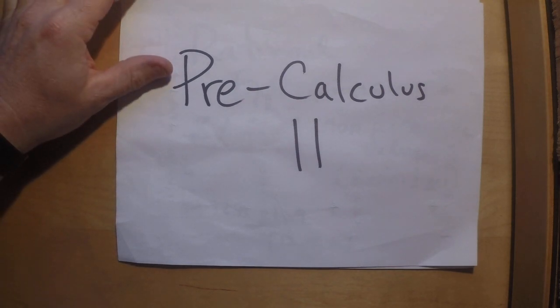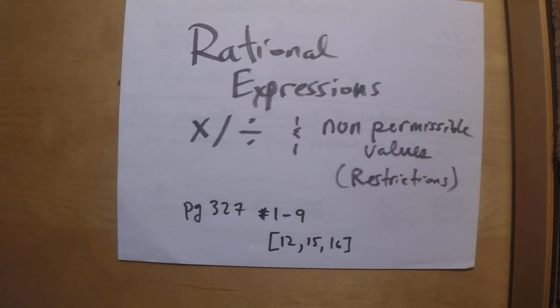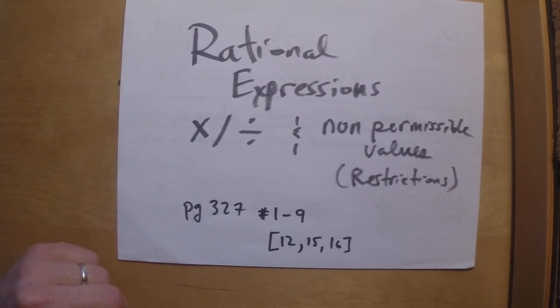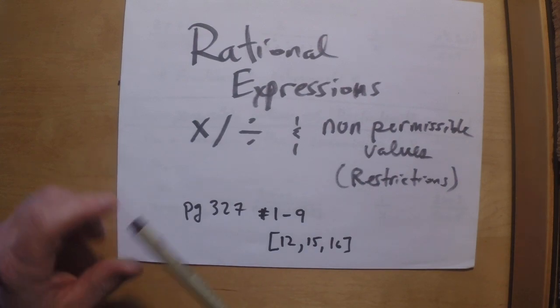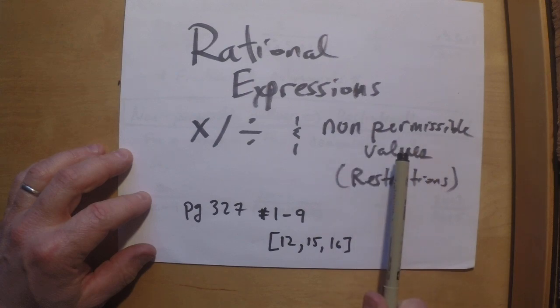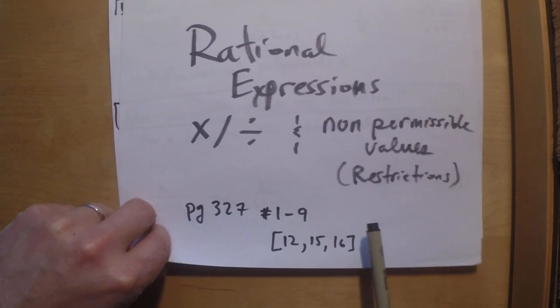Here we roll. Okay, we're going to look at rational expressions and equations. So, this is the topic, rational expressions. And we're going to look at multiplying and dividing them, and we're going to talk about something called non-permissible values, or I like to call them restrictions. There's the practice. So, bear with me.